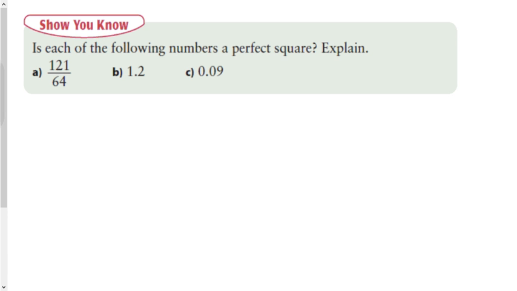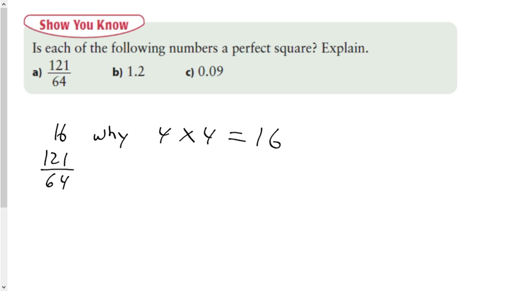Our next exemplar says, is each of the following numbers a perfect square? So remember, a perfect square means that it's like 16 is a perfect square, as an example. 16 is a perfect square. Why? Because there is a number that when multiplied by itself gives you 16, right? So is 121 over 64 a perfect square? Meaning, is there a fraction that multiplies by itself to get you 121 over 64?